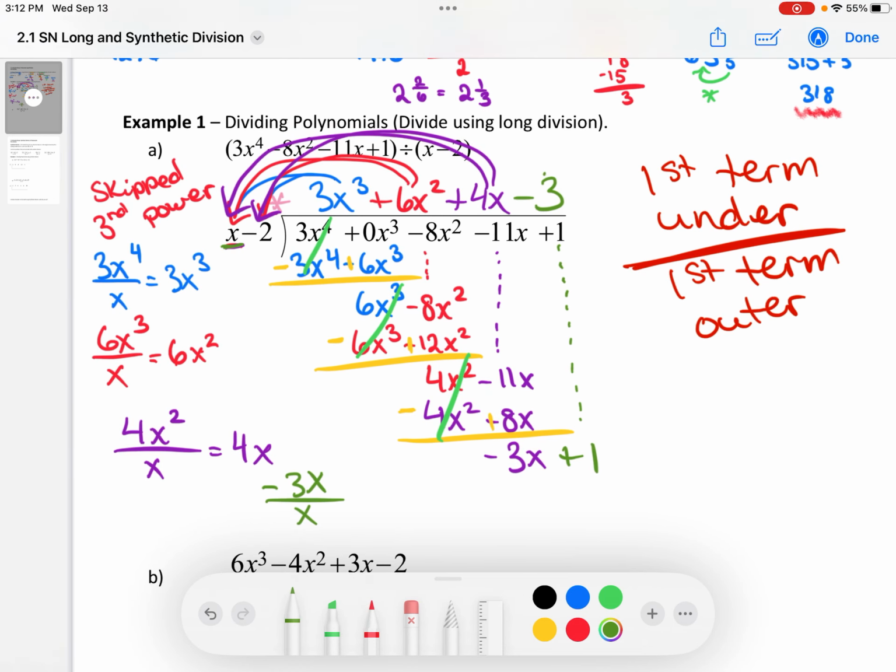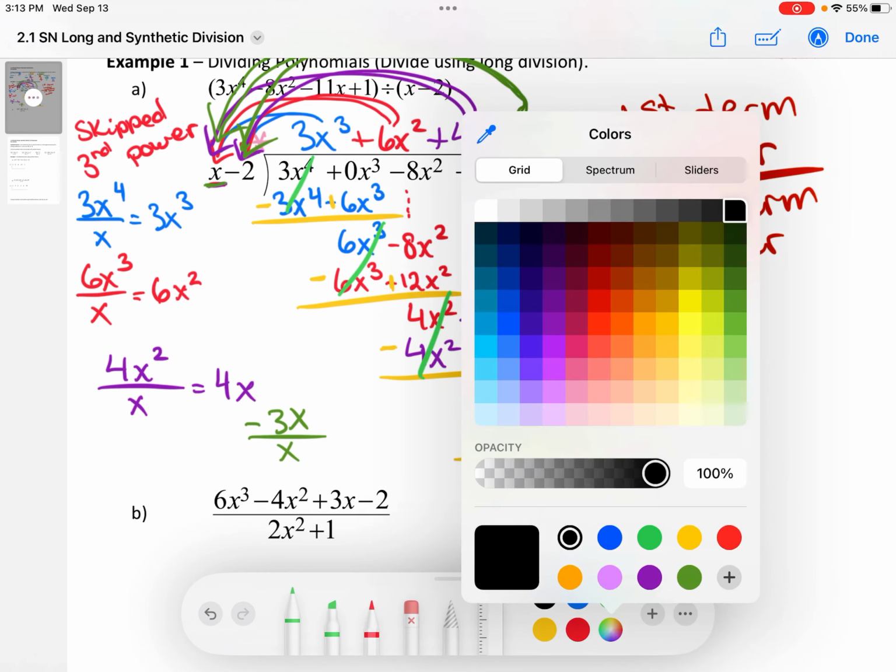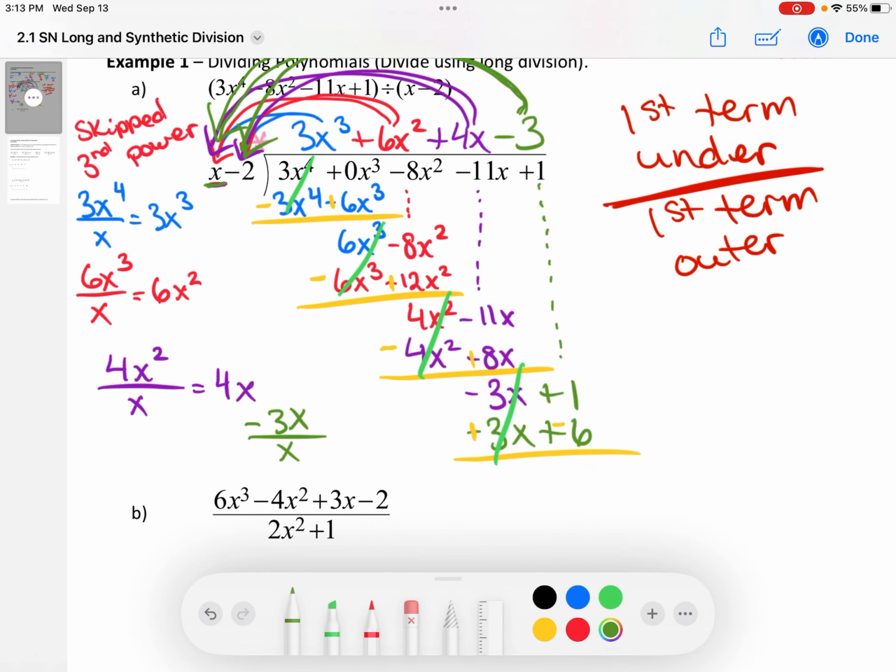So then we take this negative 3 and we distribute it. Negative 3 times x is negative 3x. Negative 3 times negative 2 is plus 6. And now we need to subtract. So change the negatives to positives, change the positives to negatives, and we can subtract. Negative 3x plus 3x really does equal 0, so that zeroes out. Then we can do this subtraction. 1 minus 6 is negative 5.